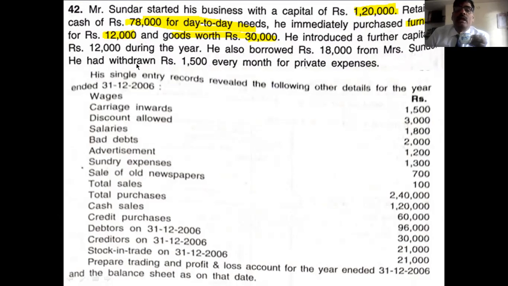Then he had drawn 1,500 monthly for private expenses. Monthly drawing 1,500, then you have to calculate the annual drawings by multiplying this amount by 12. You multiply this amount by 12 and you will get the annual drawing. Okay, you calculate the annual drawing.